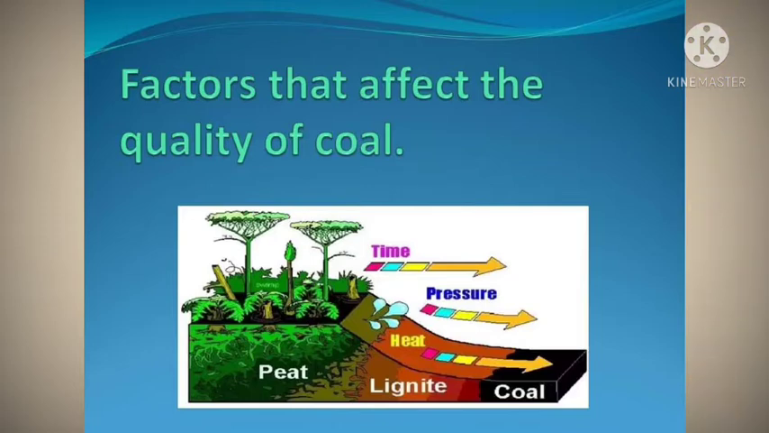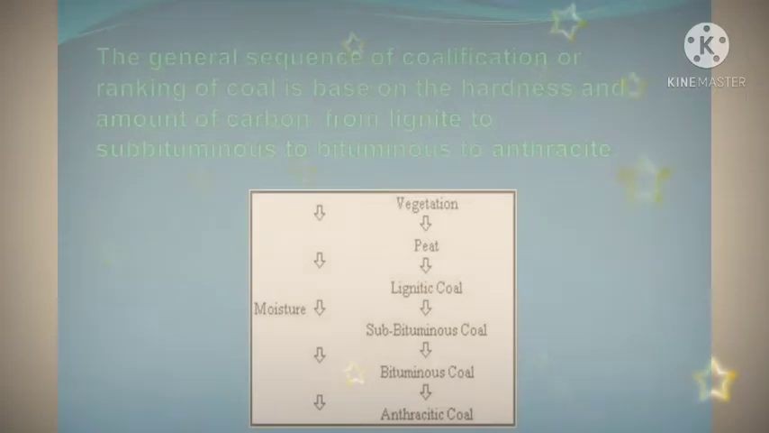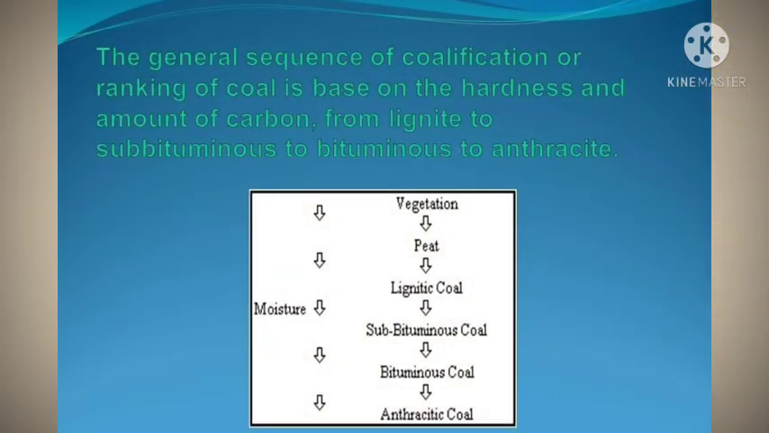In determining coal rank, high rank coals are high in carbon and therefore have high heat value. The general sequence of coalification based on the hardness and amount of carbon is from lignite to subbituminous to bituminous to anthracite. As we can see in the image shown on the screen, as the rank of the coal becomes higher, the less moisture it has, making the higher rank coal harder than the lower rank coal.